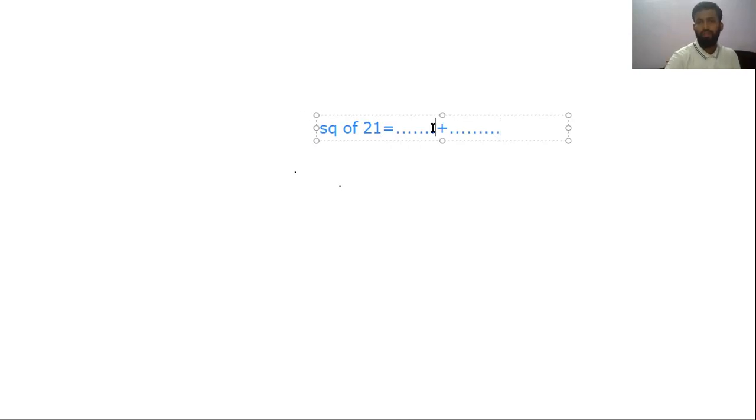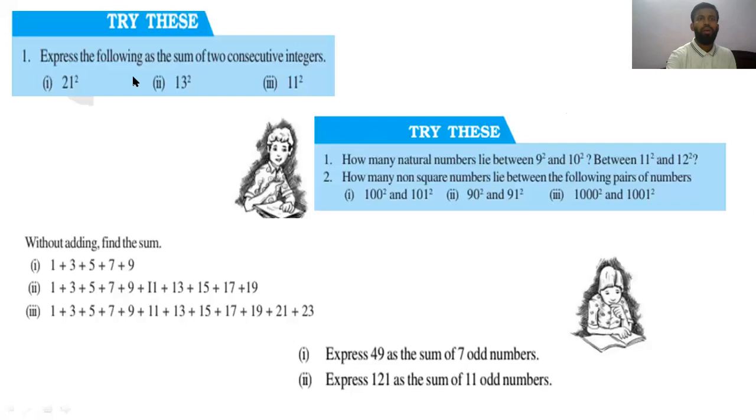So how do you find the first number? You do 21 square minus 1 by 2. The general formula says n square minus 1 by 2. Here your n is 21. So 441 minus 1 by 2, meaning 440 by 2, 220. And to save your time, for the second number, you just add 1 to it. That's it. So I'm coming back to the question. 13 square minus 1 by 2, 13 square plus 1 by 2. 11 square minus 1 by 2, 11 square plus 1 by 2. That's the answer. If we add both the numbers, that would be equal to 11 square.